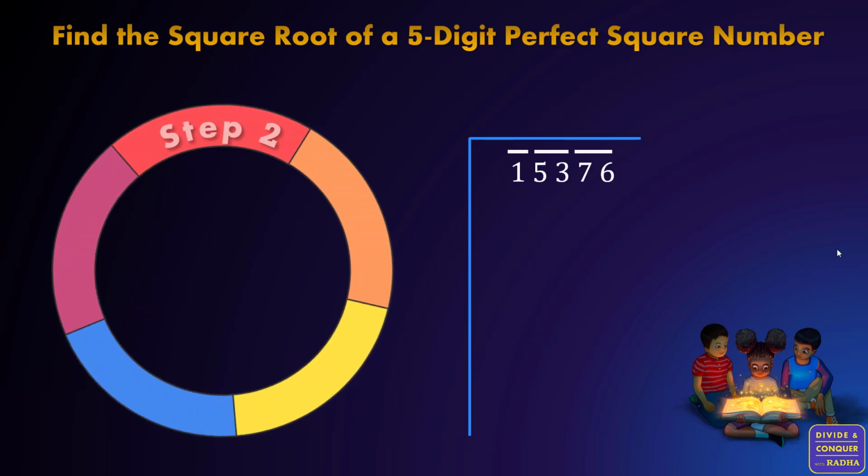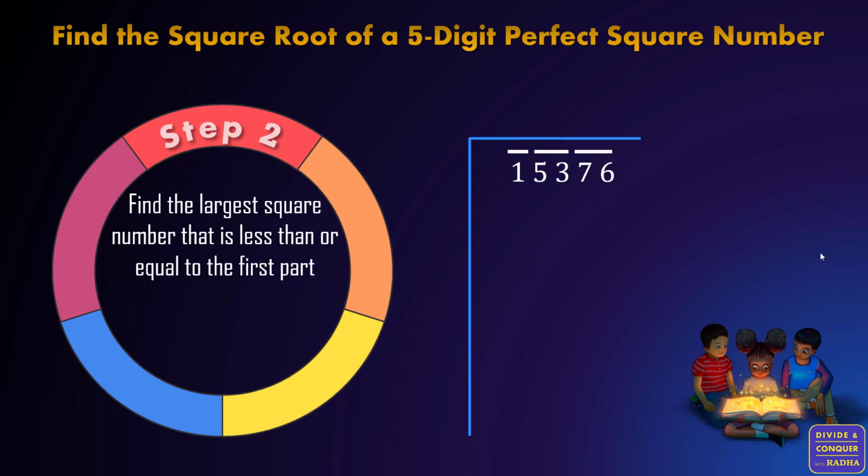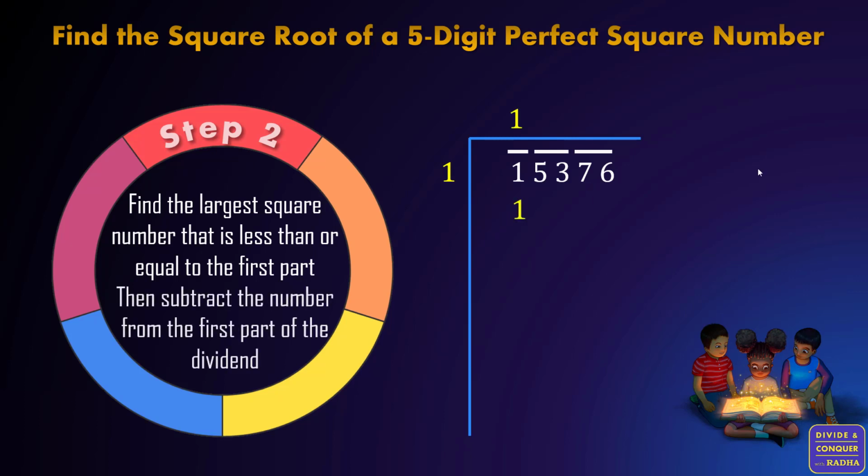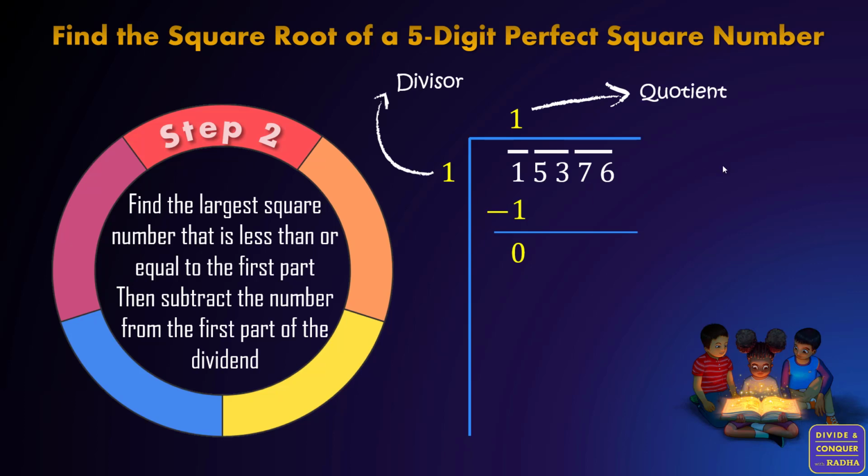Moving on to step 2. We need to find the largest square number that is less than or equal to the first part. Here the first part is number 1. So we don't have any issues. The largest square number which is less than or equal to the first part will be 1 itself. So 1 times 1 gives you 1, and later we need to subtract the number. So on subtracting we get 0. Here 1 is your divisor, this 1 is your quotient, and the numbers out here is your dividend.